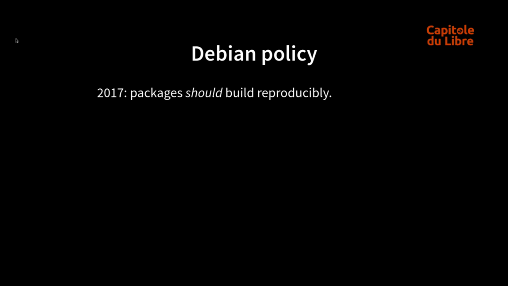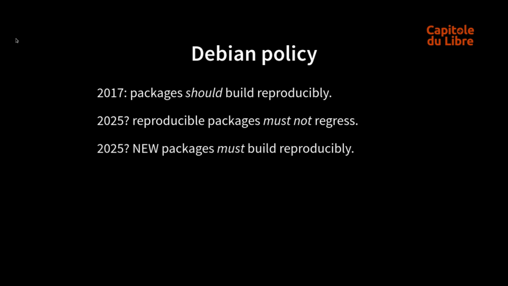So policy in 2017, policy was changed: packages should build reproducible. So I hope in 2025 we get to "must not regress". Also that new packages must build reproducible. We can always have exceptions, but that should be the default. And then in 2027, all packages must build reproducible.